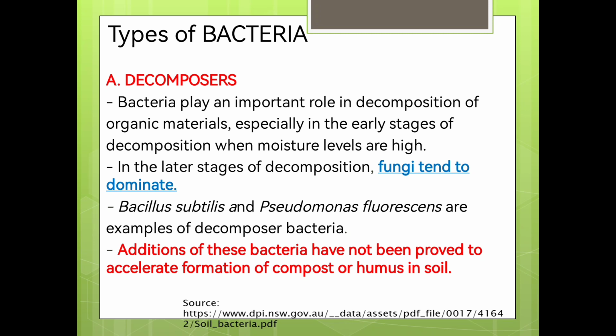In the later stages of decomposition, once na nag-decompose na yon, fungi tend to dominate. So, nakikita nyo na dyan yung mga molds. So, fungi na yung dominant species. So, the Bacillus subtilis and the Pseudomonas fluorescens are examples of decomposer bacteria. Addition of these bacteria have not been proved to accelerate formation of compost or humus in the soil.